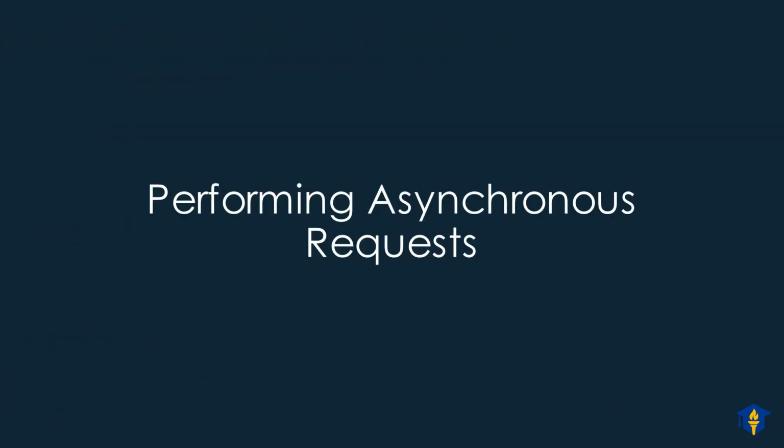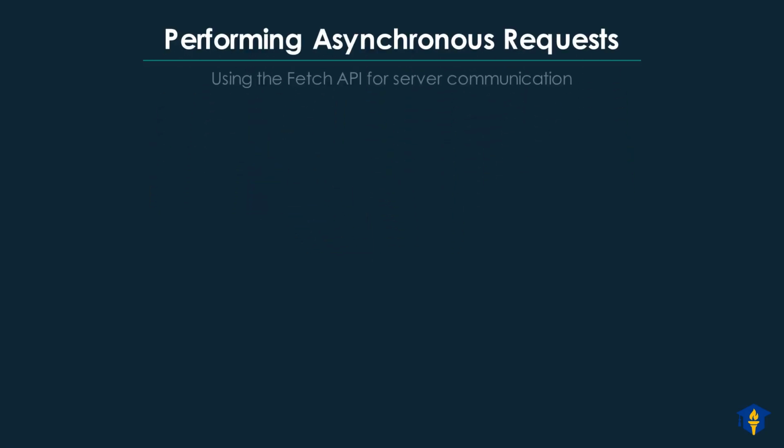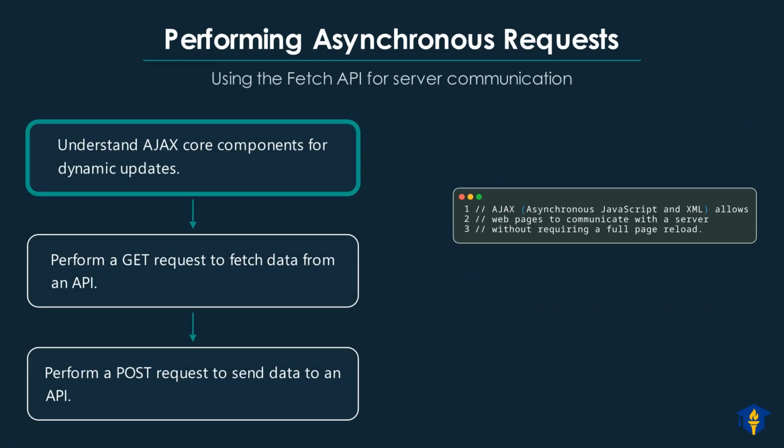Let us now perform asynchronous requests using the Fetch API for server communication. This will allow us to update parts of a web page dynamically without a full page reload. First, understand the core components of Ajax, which enable dynamic updates without full page reloads. Ajax allows web pages to communicate with the server in the background without requiring a full page reload.